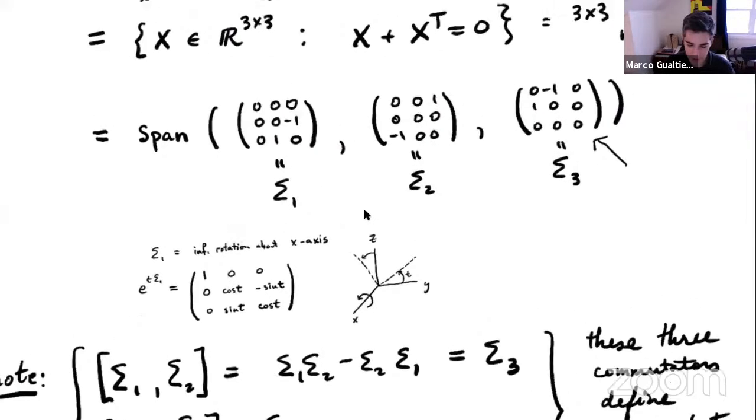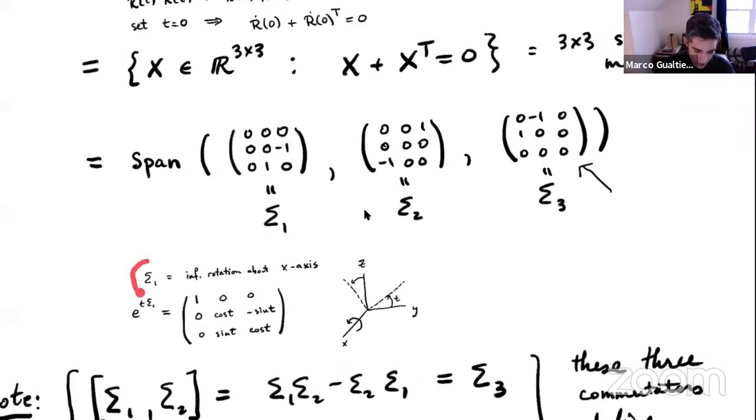So here I've drawn it. Here's sigma 1. Here's the x-axis. And what this is doing, if I exponentiate sigma 1, it's giving me a cosine-sine matrix, which is rotating in the yz plane by a certain angle t radians.